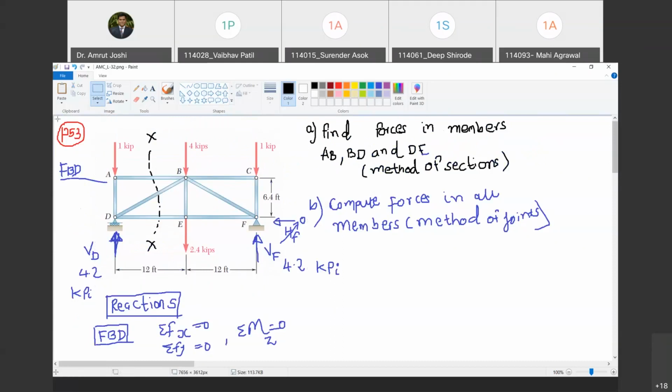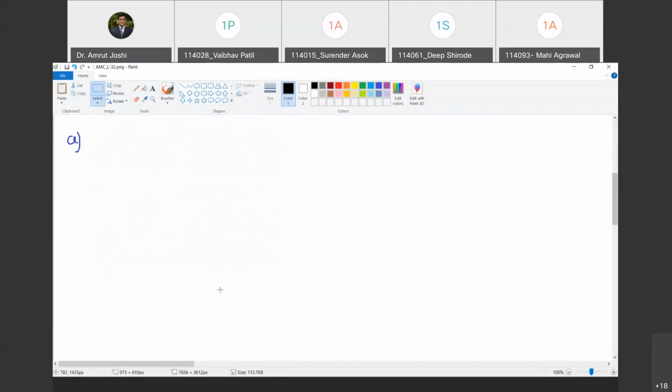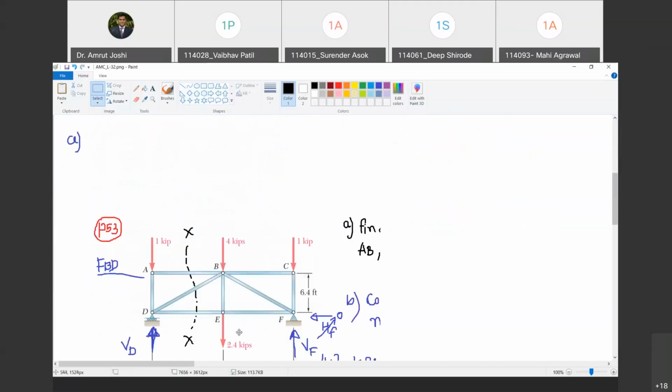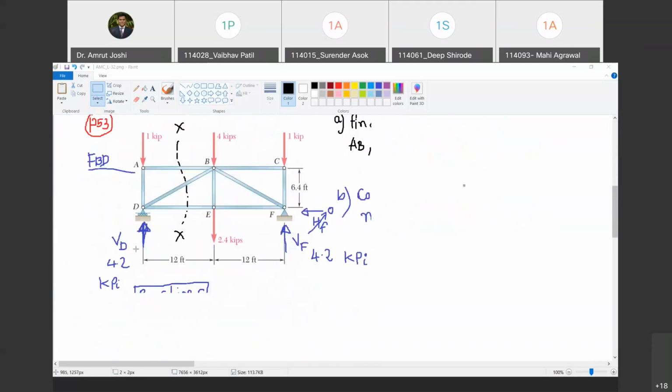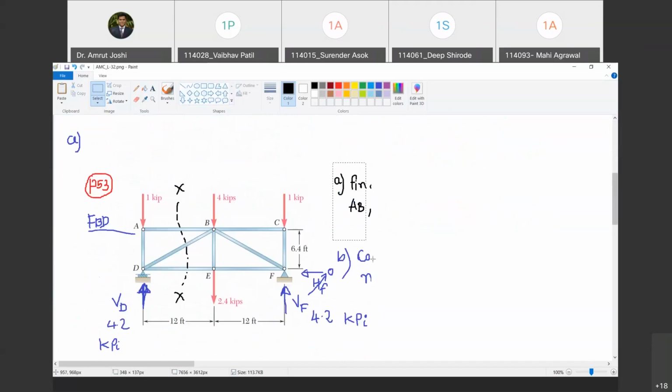One minute. So that we can easily draw the free body diagram. One minute. So now I have to draw the free body diagram of only the left hand side part to the section XX.